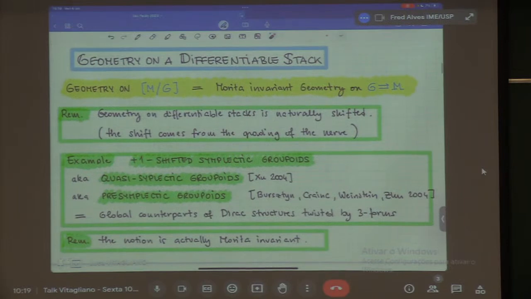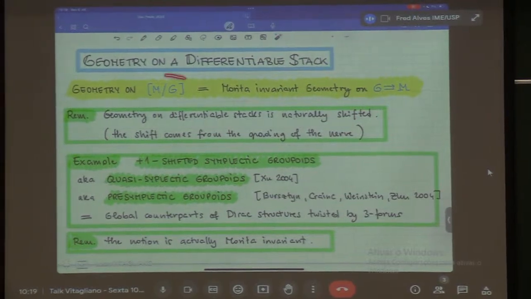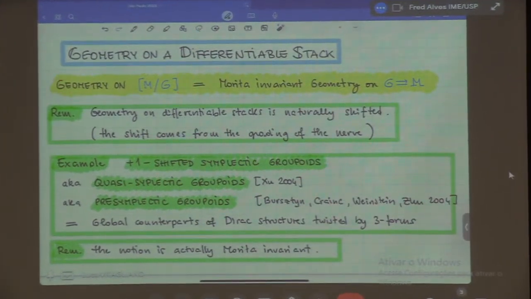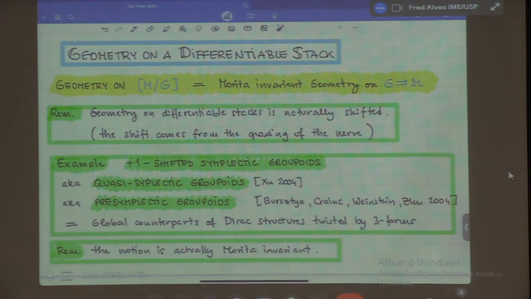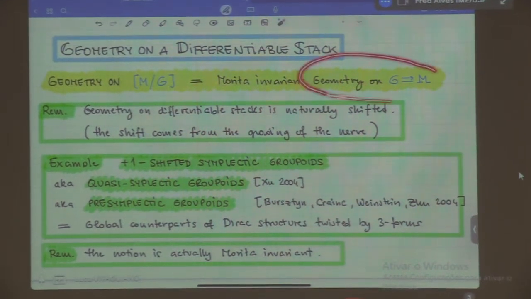Then the question arises: can one really do geometry on these singular spaces? Because of the definition, it's geometry on a Lie groupoid representing it, but we have to guarantee that at every step the geometry is Morita invariant, so it's really a property of the stack, not just of the Lie groupoid. So geometry on a differentiable stack is just Morita invariant geometry on Lie groupoids.